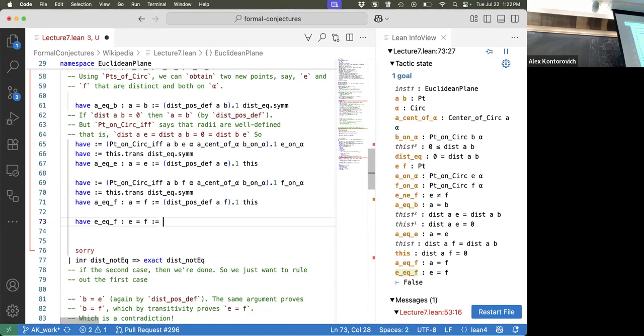What property are we using? And so what am I going to do?